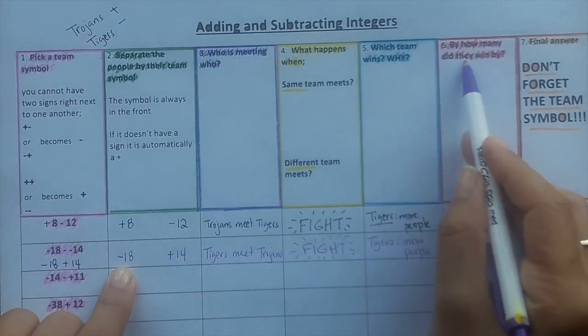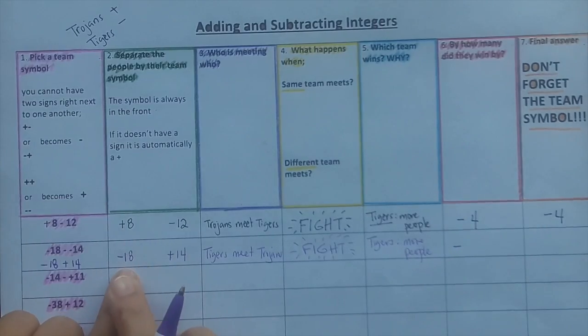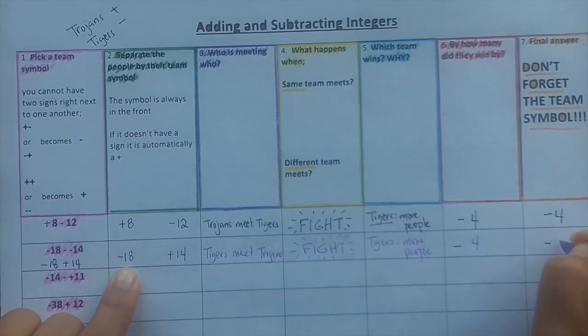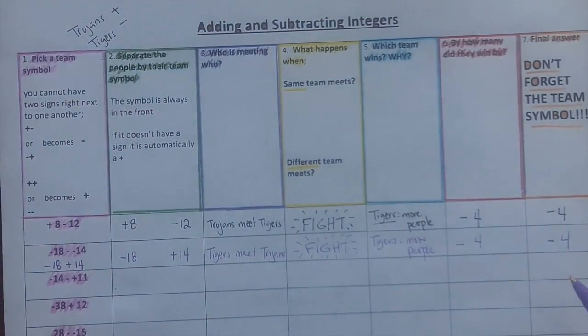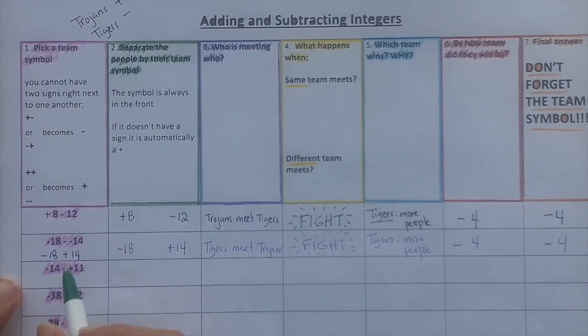Well, the Tigers are going to win. And why are they going to win? They have more people. How many do they win by? Well, they lose 14 people. So how many are left? 4. So don't forget the symbol, negative 4.